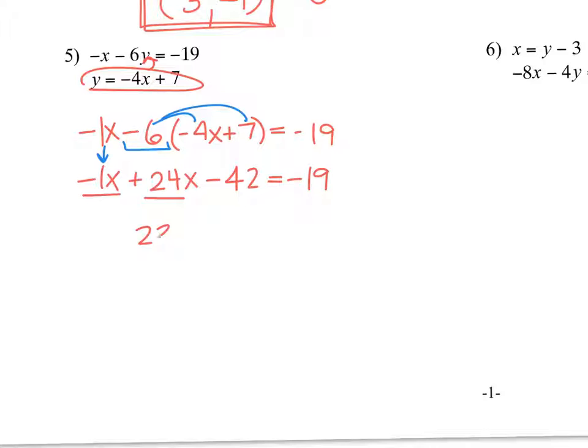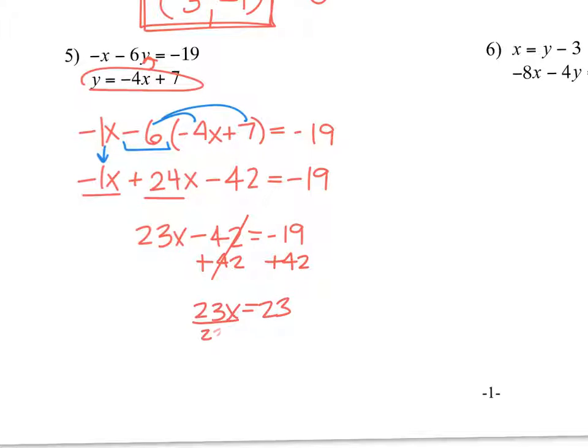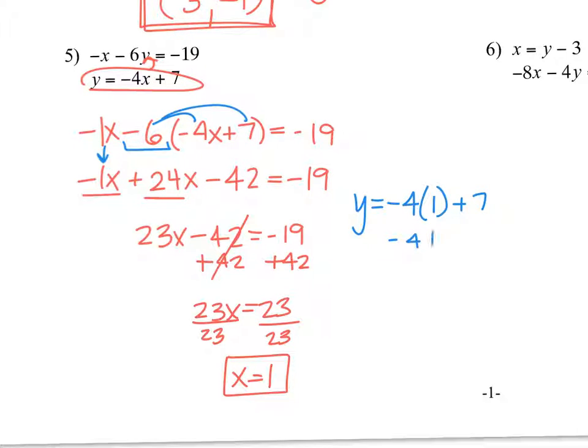Combine, 23x minus 42 equals negative 19. Add 42, use opposites since I'm moving it across the equal sign, equals 23. Divide, x equals 1. Remember, plug back into where you have circled. That's the easiest place. Negative 4 plus 7 is 3. So my answer here is going to be 1, comma 3.